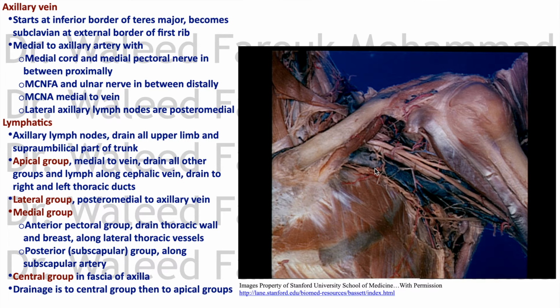The lateral group is posteromedial to the axillary vein. The medial group is divided into anterior and posterior groups. Anterior are the pectoral group, draining the thoracic wall and breast. Posterior is the subscapular group, along the subscapular artery. The central group in the middle receives from the medial and lateral groups, then sends it to the apical group. Okay?